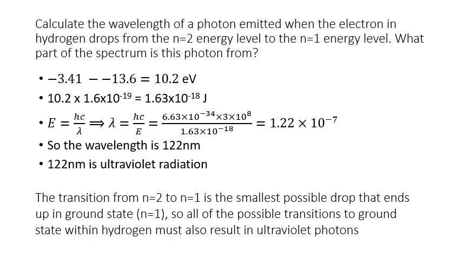But the more interesting thing is if you look back at that energy level diagram, and I'm going to put it on again in the next slide, n equals 2 to n equals 1 is the smallest possible drop that ends up at ground state. Because n equals 3 to n equals 1, or n equals 4 to n equals 1, or n equals 5 to n equals 1, they're all bigger. That means they've got more energy, and if they've got more energy, that means they're even deeper into the ultraviolet. And so all of the possible transitions to ground state within hydrogen always result in ultraviolet photons. So we can't see hydrogen transitioning to n equals 1.